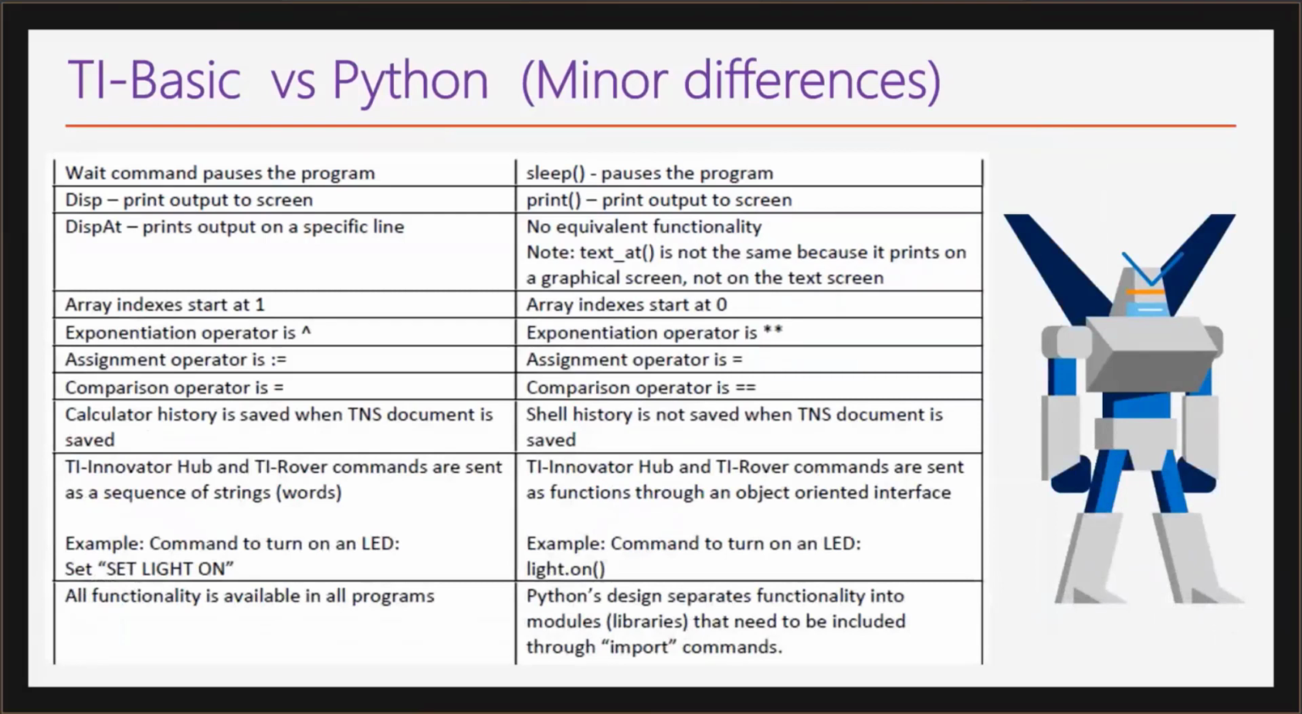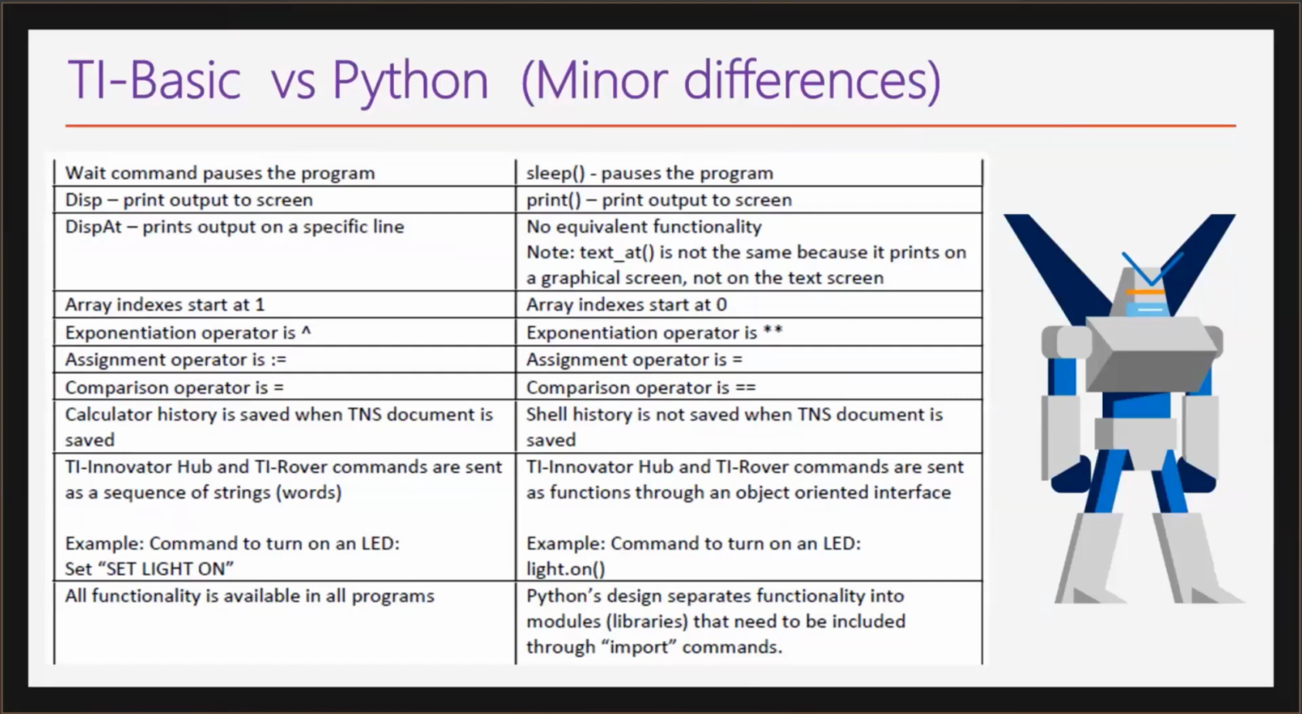In Basic, you use the Wait command if you want to pause for half a second, whereas in Python you would be using sleep. I've already mentioned that Print is the equivalent of Disp in Python. If you want to raise anything to a power, you have to use the multiplication key, the asterisk, twice. If you want to store something, it's the single equal sign. If you are making a comparison, then you have to use the double equal sign. So those are some of the basic differences.